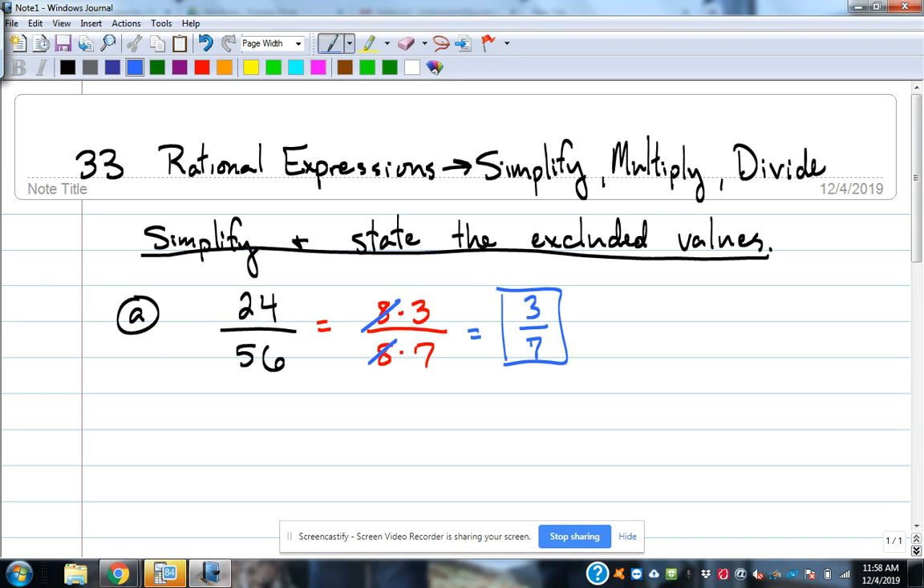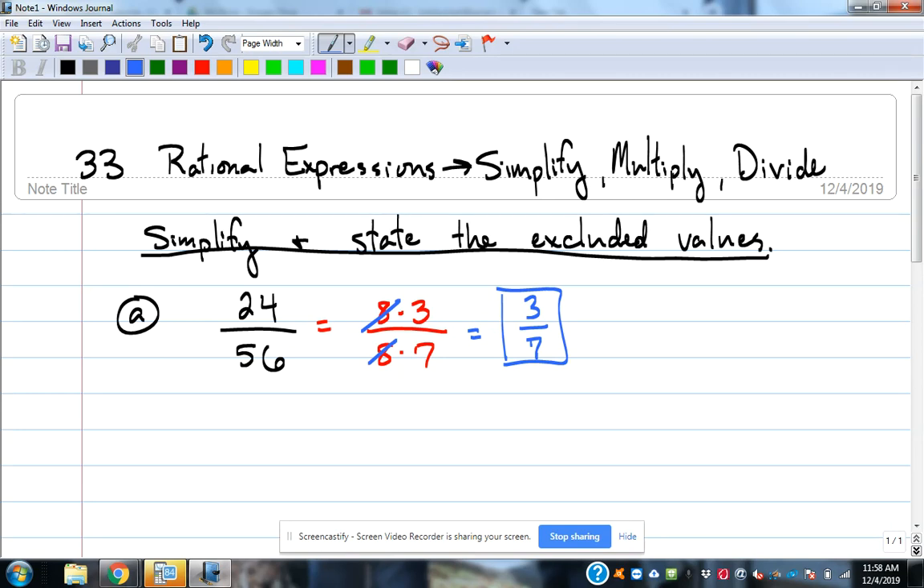This one does not have excluded values because there are no variables in the denominator. Excluded values come from a variable in the denominator. Because what's the only number that we cannot divide by? That it's undefined to divide by this number. No, you can divide by pi. 0, you can't divide by 0. That's one thing we can never do, is divide by 0.